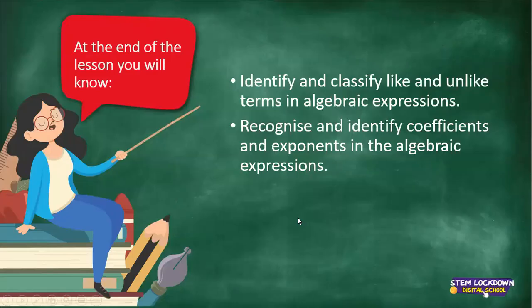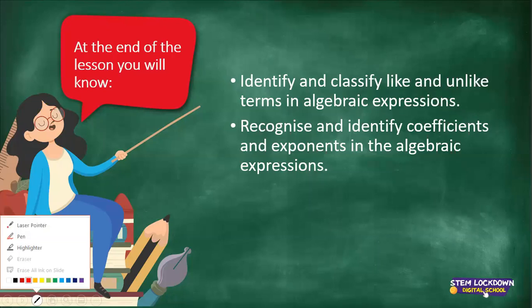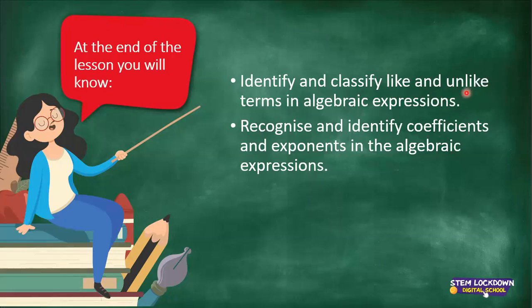Okay, at the end of today's lesson, you must know the following. Firstly, you must know how to identify and classify like and unlike terms in algebraic expressions. Remember last term, you learned about like and unlike terms. If you recall, term 1, you should know like terms, you should know unlike terms, and you must be able to recognize and identify coefficients and exponents in the algebraic expressions. Okay, so let us carry on.